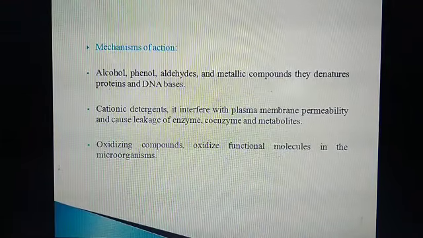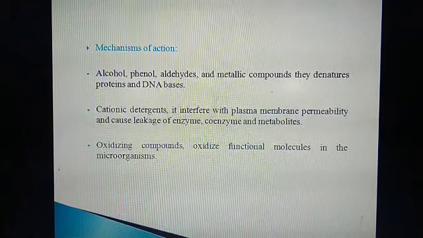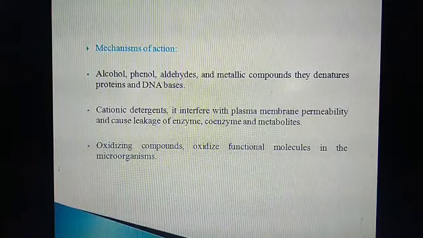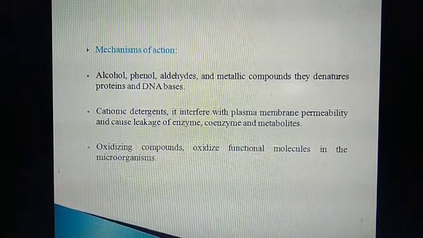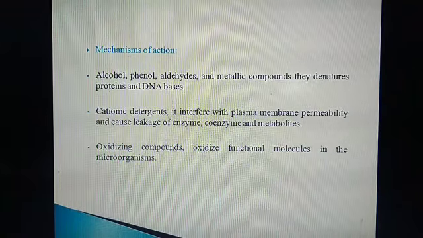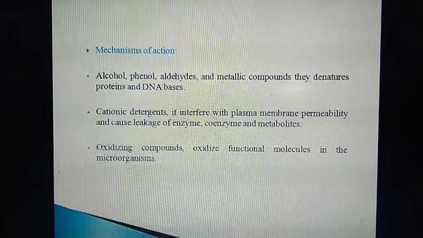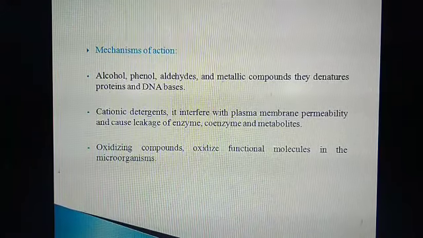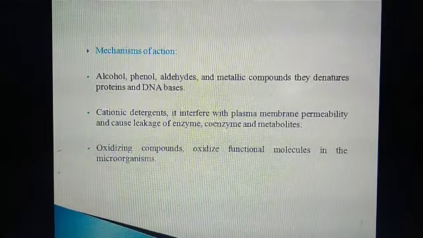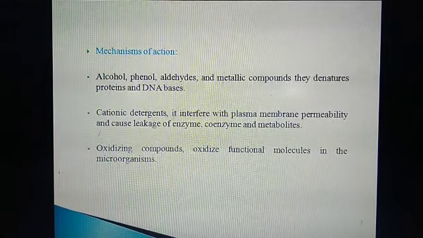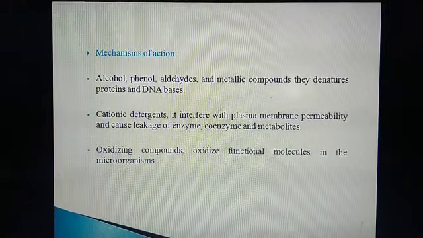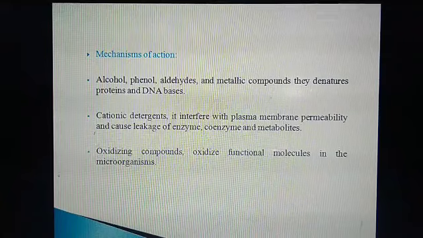Then we will see the mechanism of action of these kinds of antiseptics. Here I have categorized three different points. The first one: alcohol, phenol, aldehyde, and metallic compounds types of antiseptic. They denature the proteins and DNA bases in the bacteria or fungus, or maybe to some extent in viruses also.